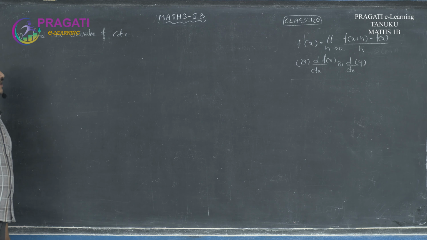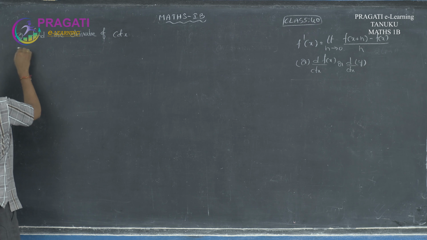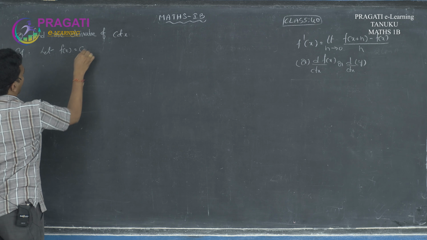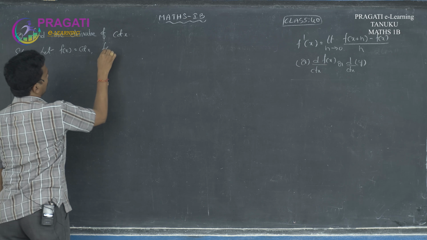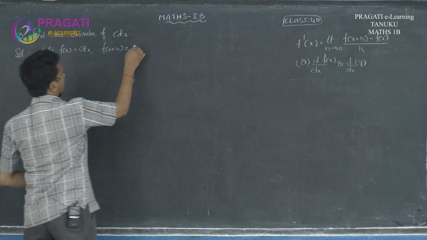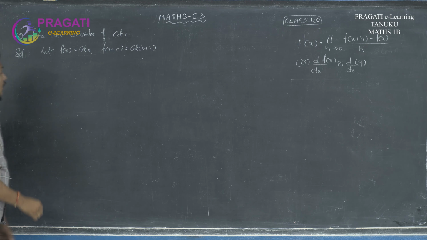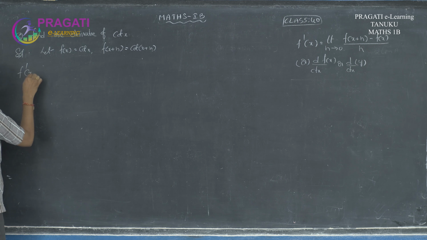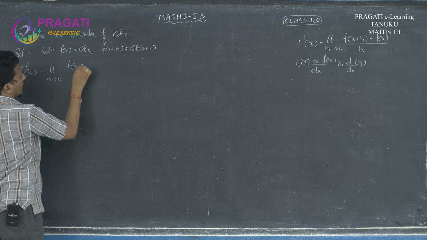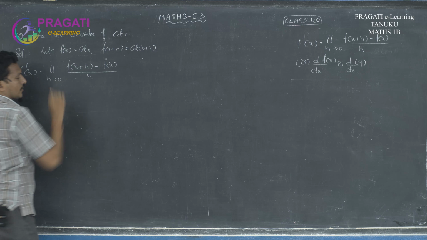The next problem is find the derivative of cot x. The solution is, let f of x is equal to cot x. What is f of x plus h? Here to replace x by x plus h, then it is cot of x plus h. Here what is the formula? Now f dash of x is equal to, the formula is limit h tends to 0, f of x plus h minus f of x by h. Okay?